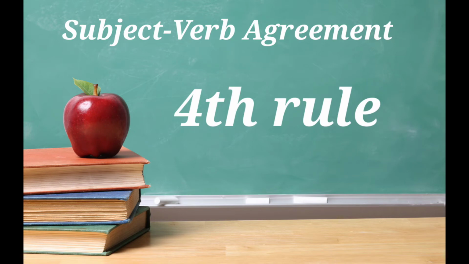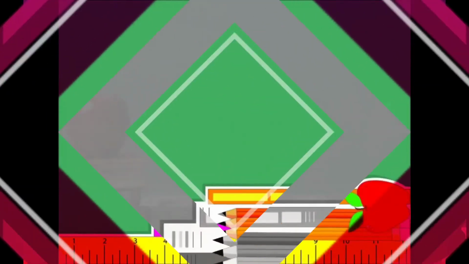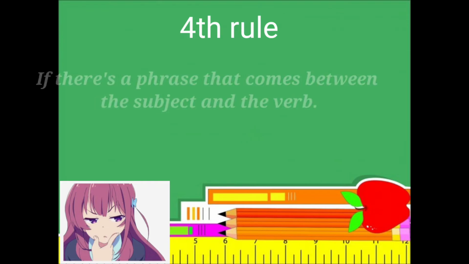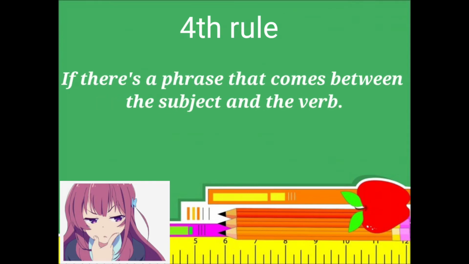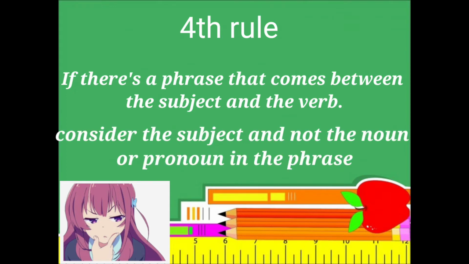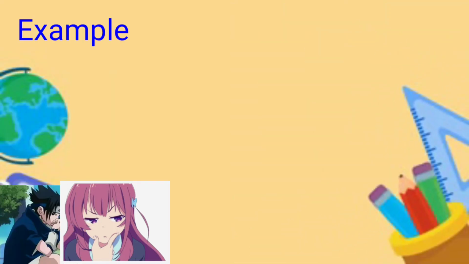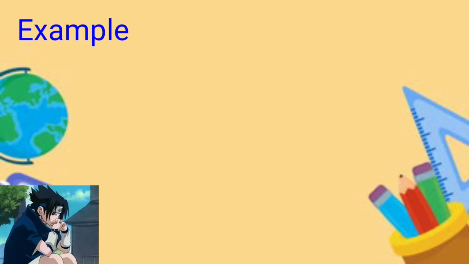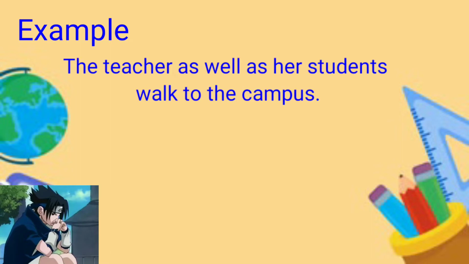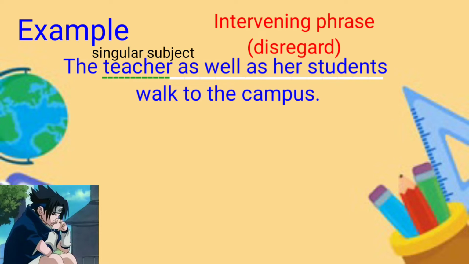Fourth rule. If there's a phrase that comes between the subject and the verb, consider the subject and not the noun or pronoun in the phrase. Example, the teacher as well as her students walks to the campus. Teacher, the singular subject; as well as her students, disregard this; and walks, singular verb.